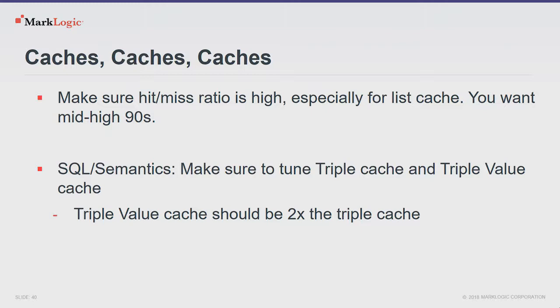One other thing I'll add, because we've been talking a bit about SQL and semantics, is if you're using SQL and semantics, you want to be sure that you've tuned the triple cache and the triple value cache. Generally speaking, these things out of the box work pretty well. The triple cache holds references to the triples, and I believe the doc IDs that they came from. The values cache actually has the value of those triples. So you want the values cache to be bigger than the triples cache, which might not be intuitive at first. It should be about 2x.